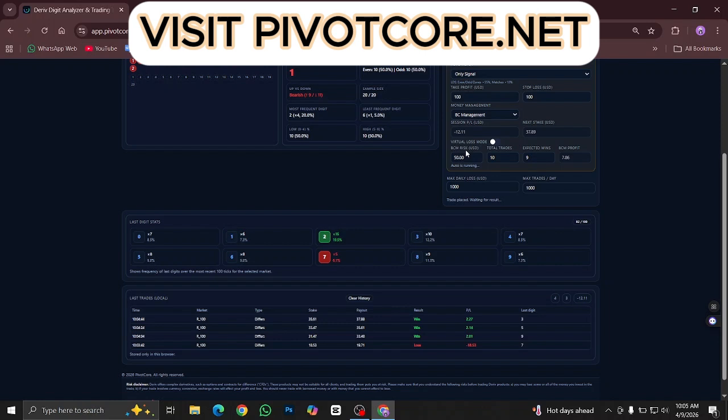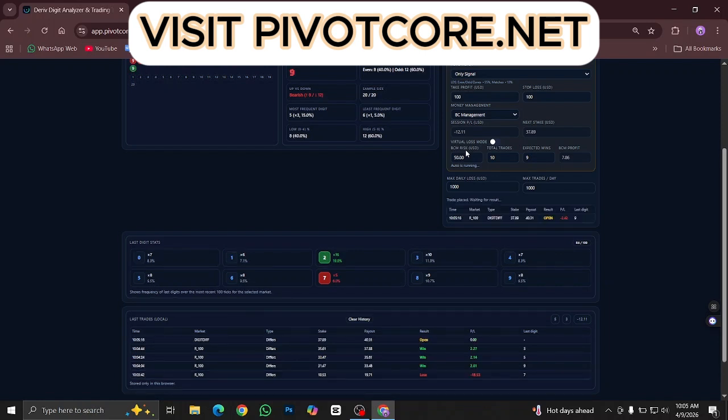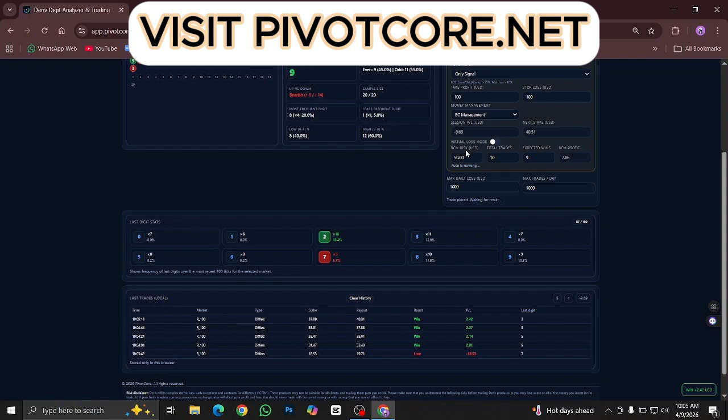Watching the bot analyze the last digit stats in real time is where you see the true value of PivotCore's technology. All right, the bot is running. Let's watch these 10 trades closely. Trade 1, win. Trade 2, win. Notice how the bot enters the trade immediately after the logic is met. There is no hesitation.